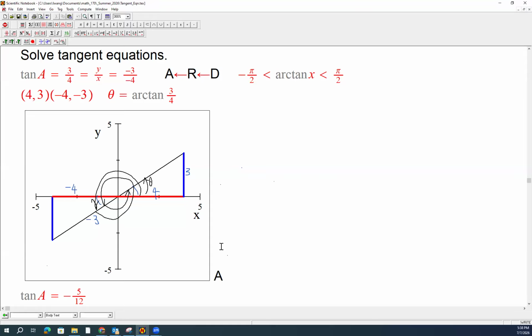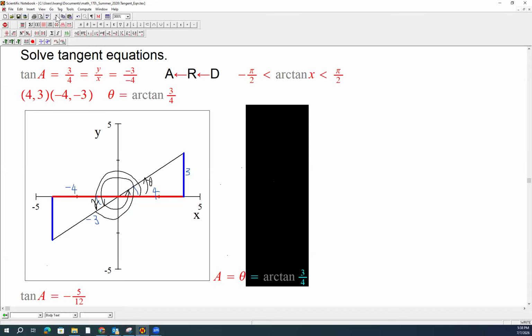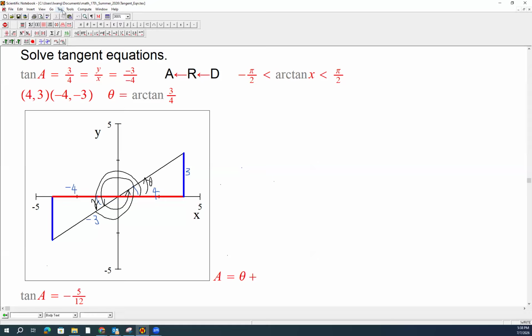So our solution can simply be expressed as A equals all of the solutions we're looking for. It will be theta plus k pi. K pi means 1 pi, 2 pi, and that's all the solutions. Let me show you again, so I'm going to clean this up. Clear all drawings.